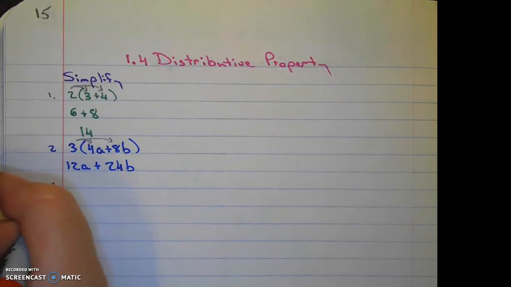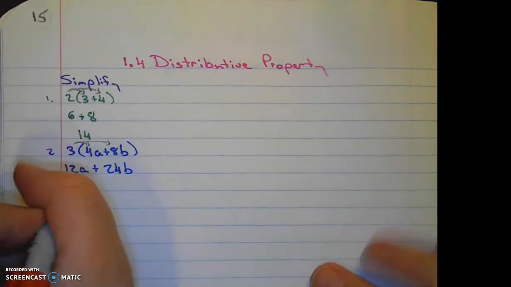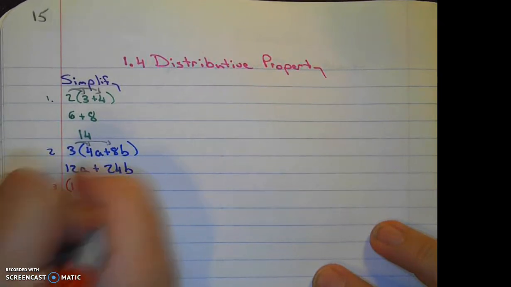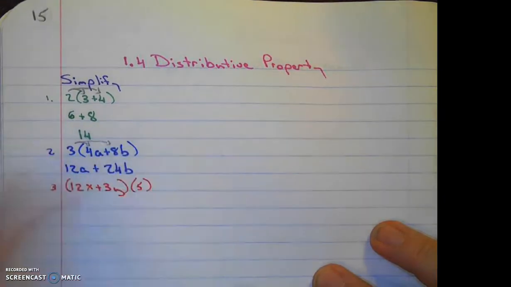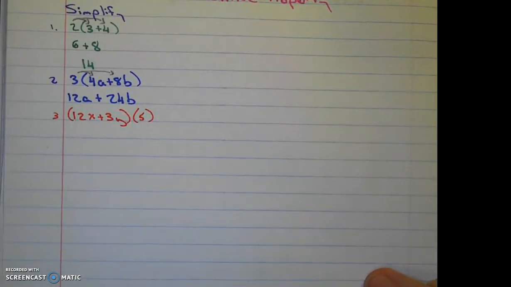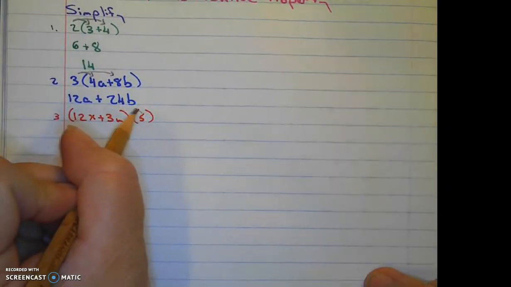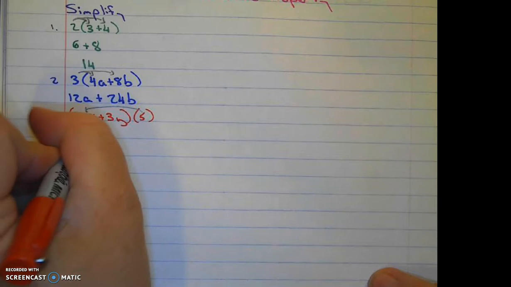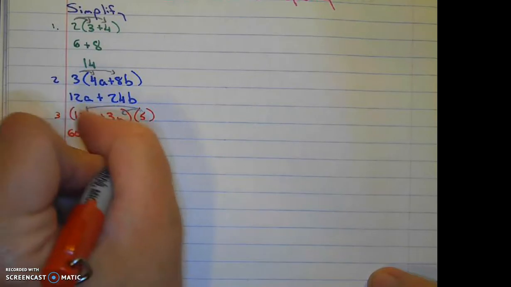Let's look at another one. Number 3. We'll take 12x plus 3y, and we're going to multiply that with the 5. Now this time I chose to put the 5 in parentheses. We don't always do that. So we would take this 5 times the 12x, giving a 60x. And then we'll take the 5 times the 3y. Well, we're doing a positive times a positive, so we get a plus, and 5 times 3y will give us a 15y. All right, let's take a look at number 4.